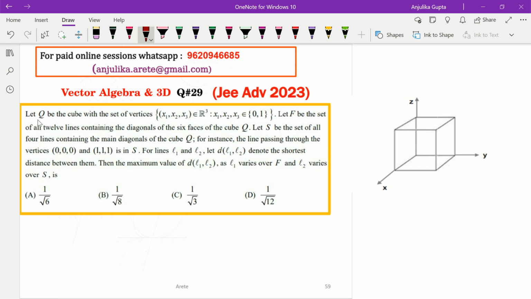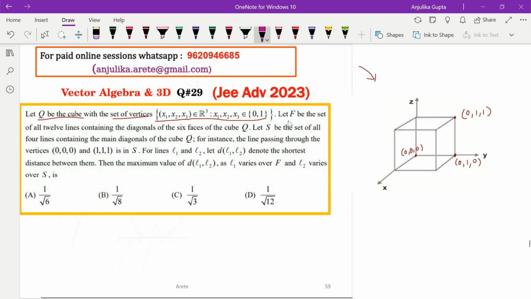Given to you is Q is a cube and the set of vertices are given by this set. Now you clearly understand that they're talking about a unit cube which looks like this, and one of its vertices is the origin, that is 0 comma 0 comma 0. Similarly, you can also try writing this one. Your x is 0 and your y and z coordinates are 1. Similarly, all the other vertices.